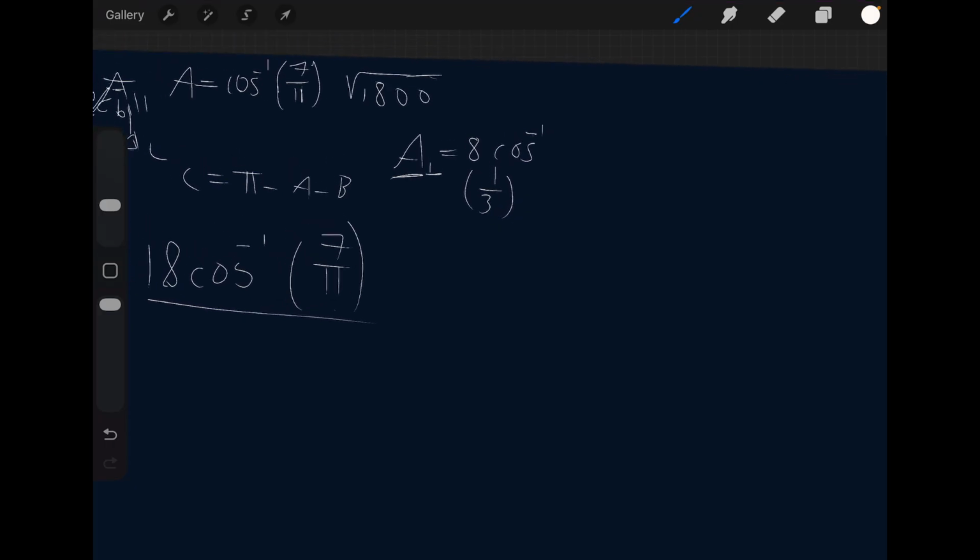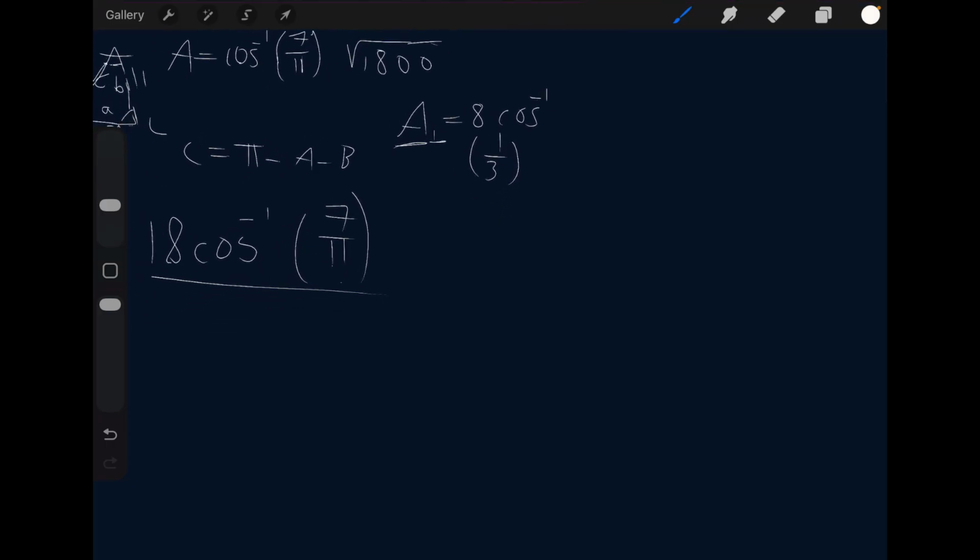So then we have that A sub 2 equals 18 arc cosine of 7/11. Sorry, that's not a good 7. 7 right here, like that.